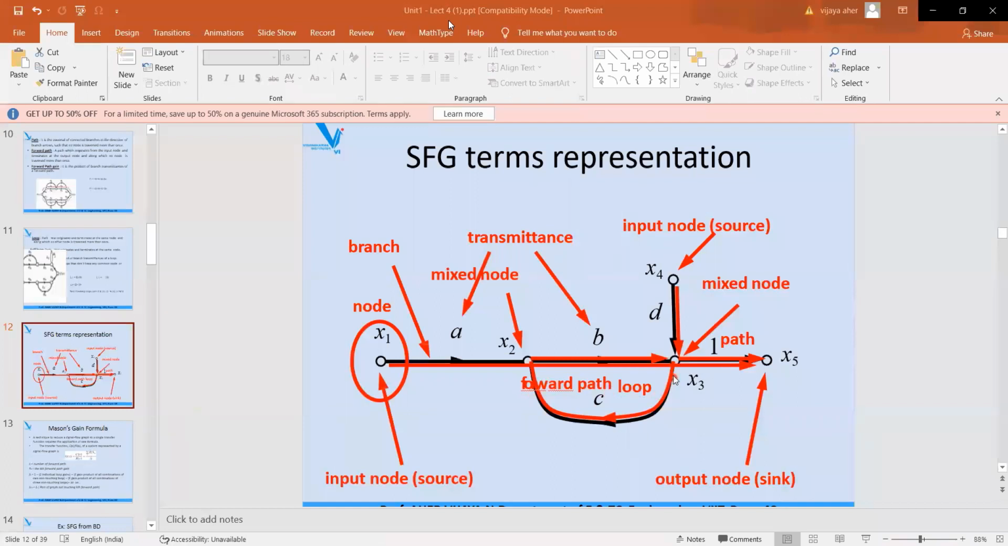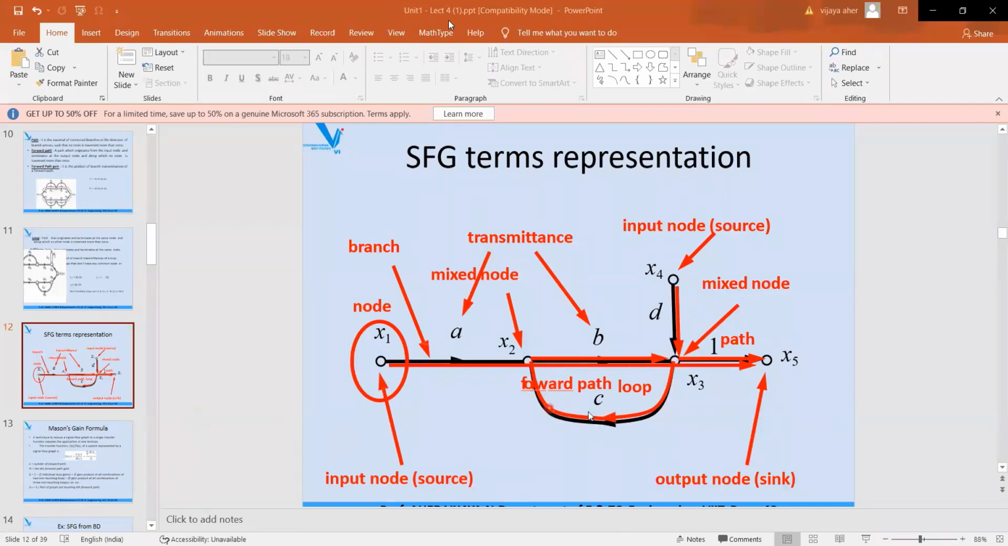ठीक आहे. आता हा पाथ बघा, हा पाथ जो आहे from X3 to X2, this is feedback path. This is feedback path, and this is nothing but your loop.